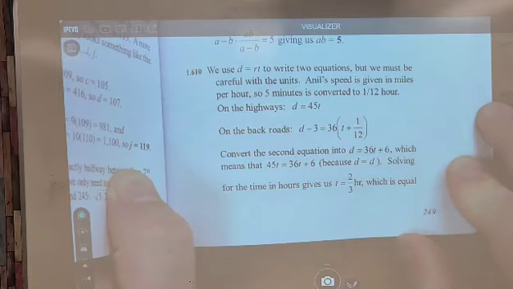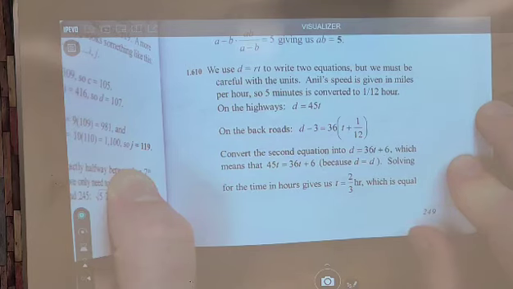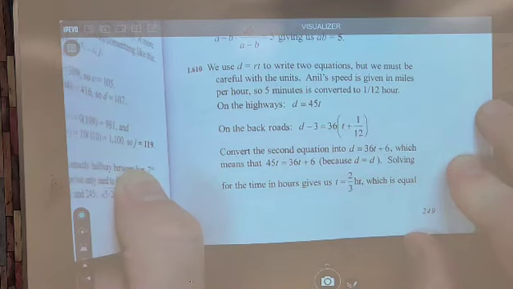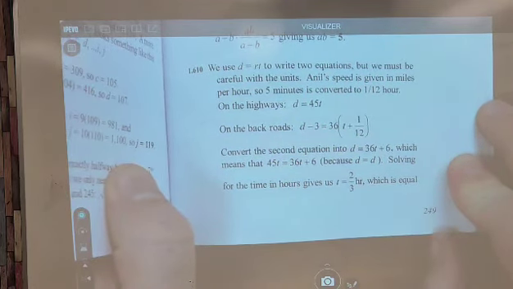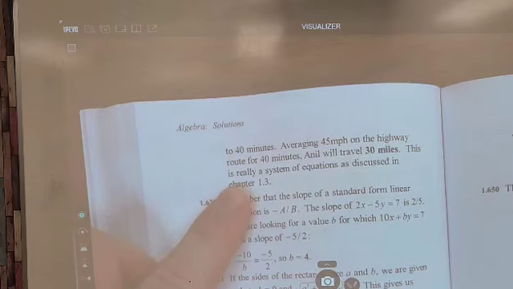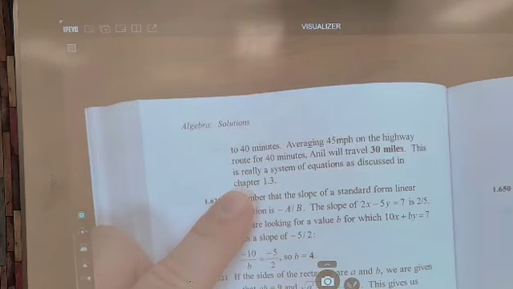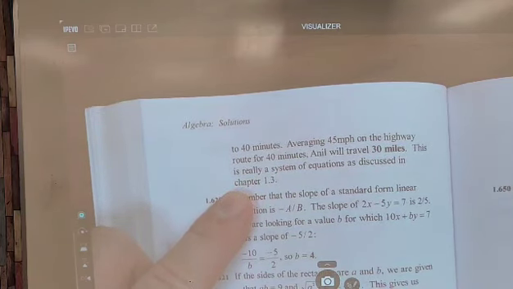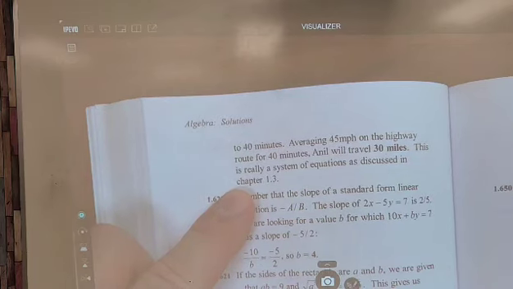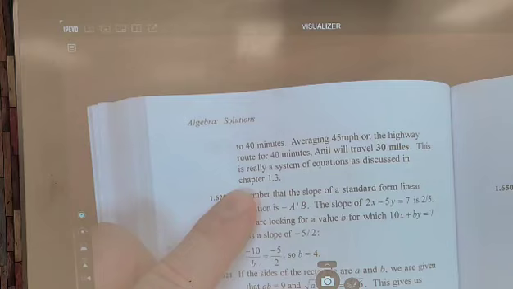Convert the second equation to D equals 36T plus 6, which means that 45T equals 36T plus 6, because distance equals distance. Solving for the time in hours gives us T equals 2/3 of an hour, which is equal to 40 minutes. Averaging 45 miles per hour on the highway route for 40 minutes, Anil will travel 30 miles. This is really a system of equations as discussed in chapter 1.3, which we are not to yet, by the way.